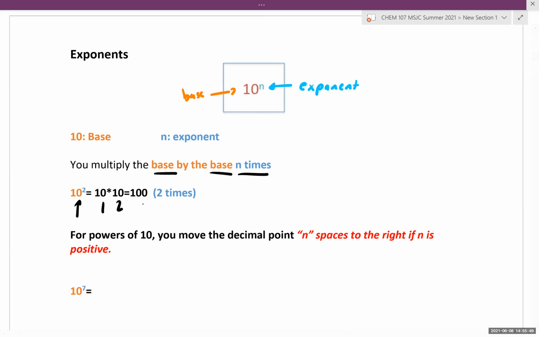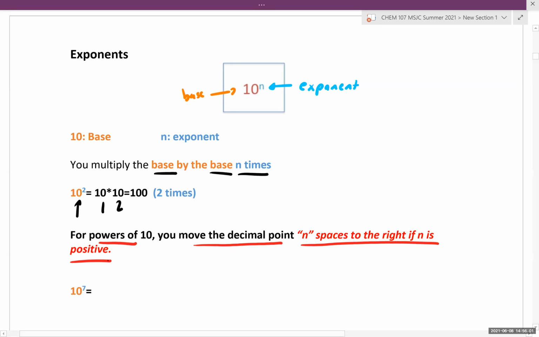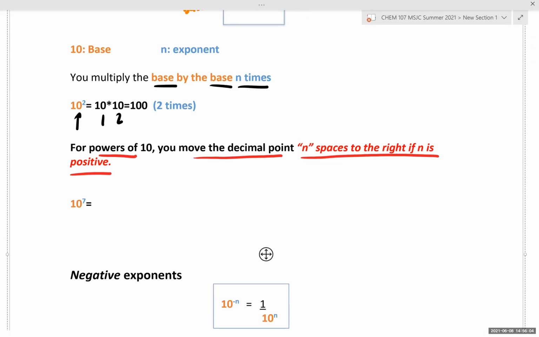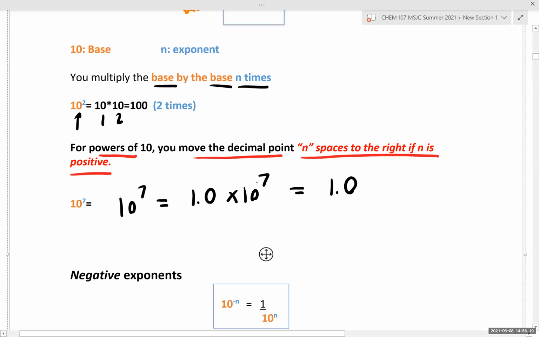Now, there's a trick when you're dealing with powers of 10. When you're multiplying by powers of 10, you move the decimal point n spaces to the right if n is positive. So for example, if we have 10 to the 7th, we can write this as 1.0 times 10 to the 7th. We now have a decimal point. So we can take our decimal point, and because we're multiplying by a positive exponent, we're going to move our decimal point 7 spaces to the right.